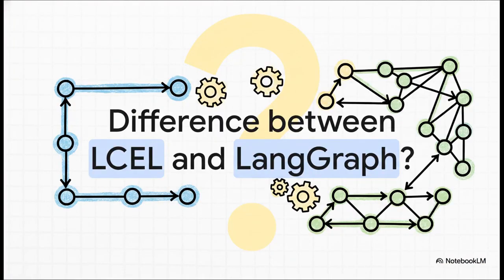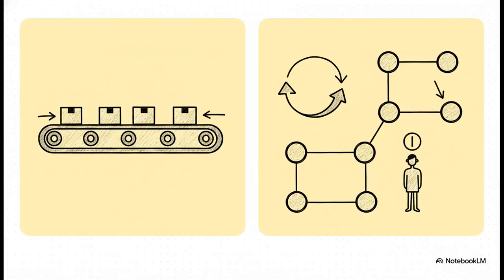So, what's the actual difference between LCEL, which is the LangChain Expression Language, and LangGraph? This is a classic interview question, and it literally separates the novices from the seasoned engineers. It's not just some minor syntax difference, it's a fundamental architectural choice that completely dictates how your application is going to behave. Think of LCEL like a factory assembly line. It's for predictable, linear workflows. The prompt goes in, the model thinks, the parser outputs, and boom, you're done.